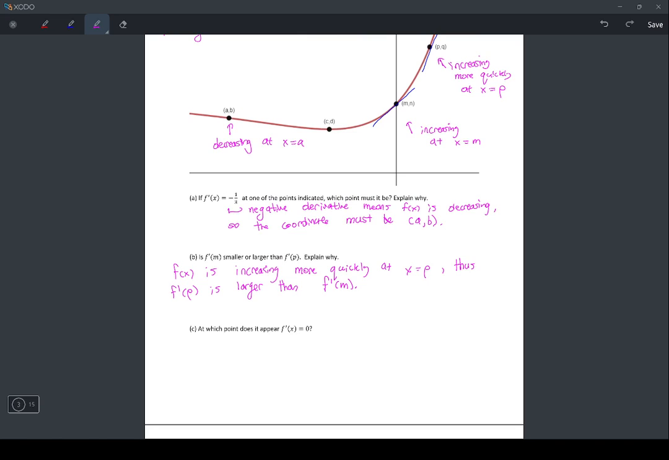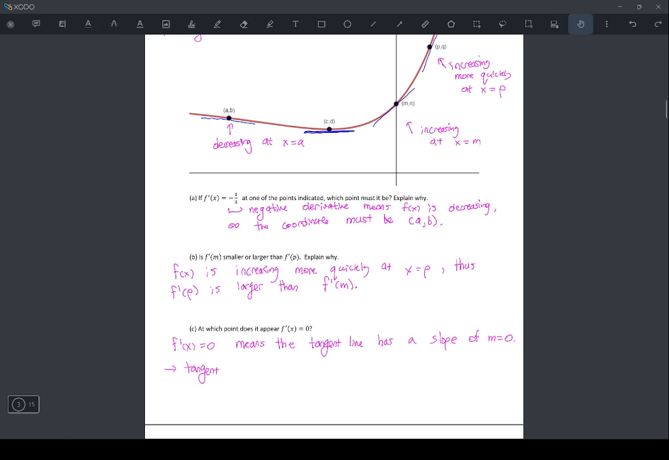Okay, and then part C, at which point does it appear that f prime of x is equal to 0? F prime of x equals 0 means the tangent line has a slope of 0. So I think what the tangent line looks like at these points. I'll draw the tangent line at the negative point, draw the tangent line at this point over here, c comma d. So it has to be at c comma d. It has to be at what looks like the minimum of the function. So the tangent line is horizontal, slope equals 0 at x equals c, thus the point is c comma d.